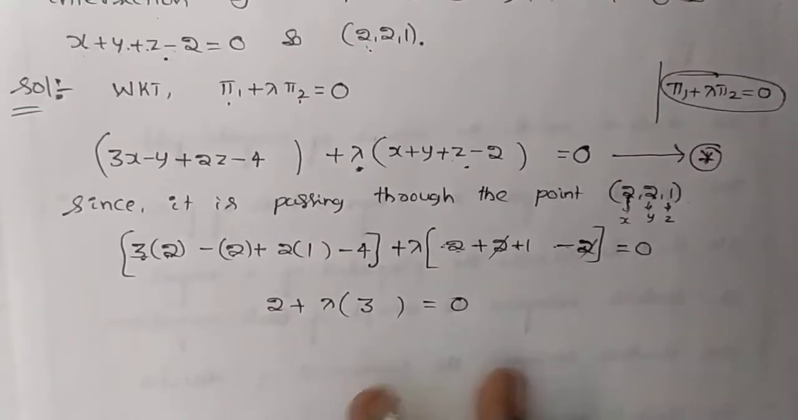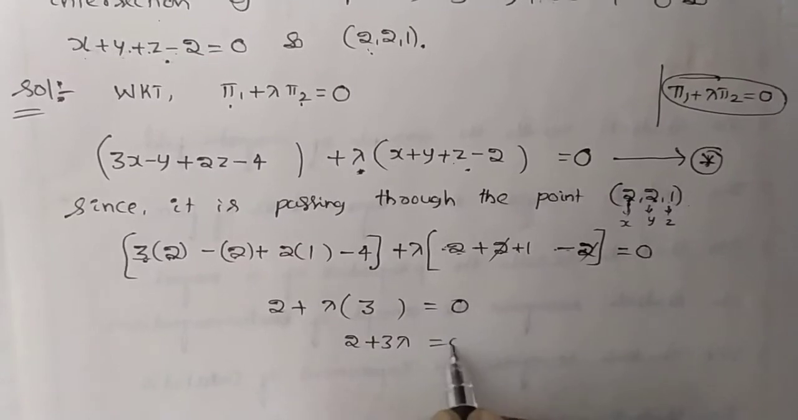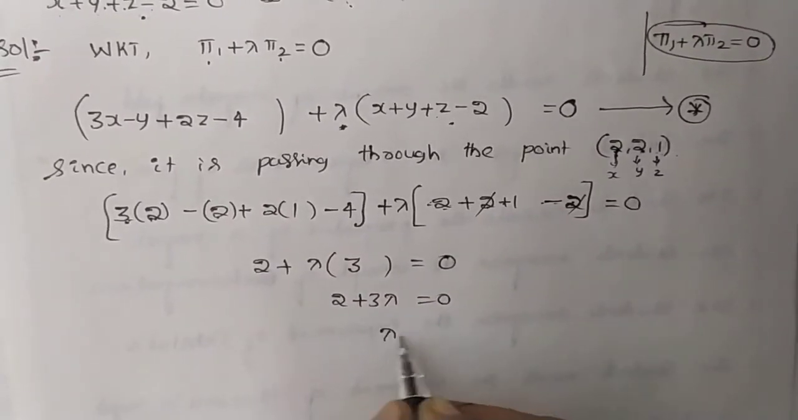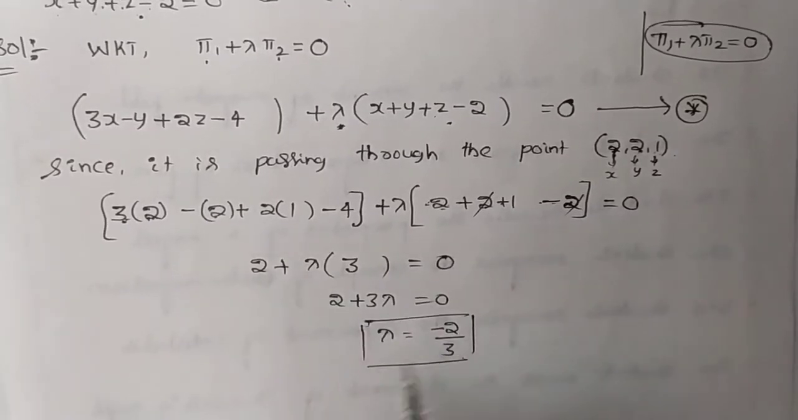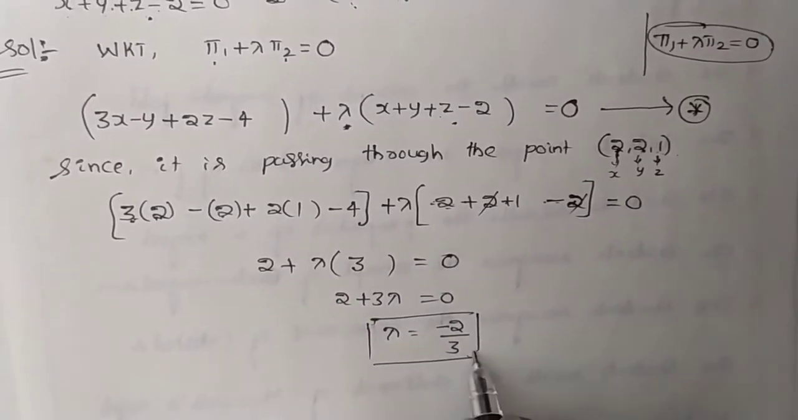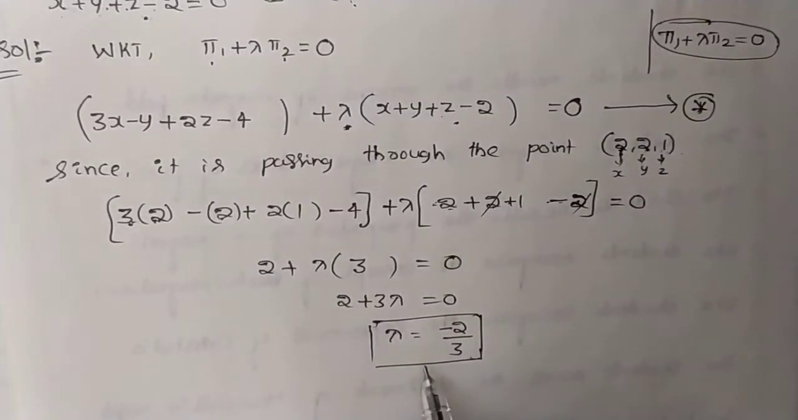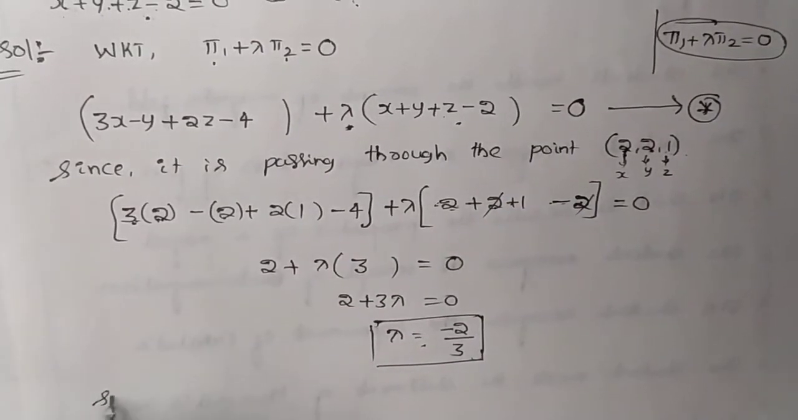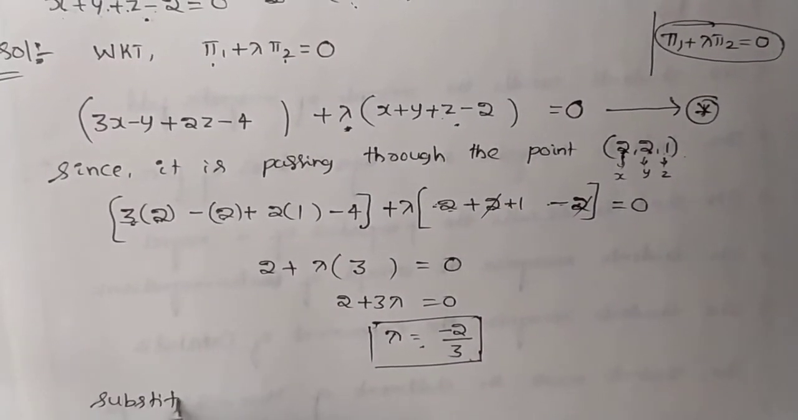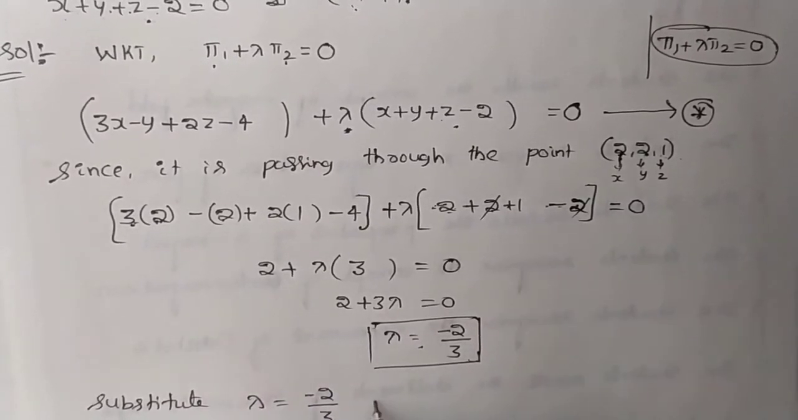Then lambda equals what? 2 plus 3 lambda equals 0. Then lambda equals minus 2 divided by 3. Here we found the value of lambda. Let us substitute this value of lambda in this equation star. Substitute lambda equals minus 2 by 3 in equation star.